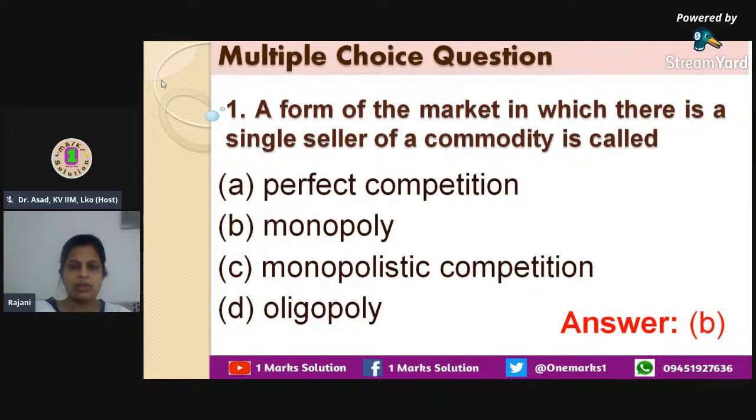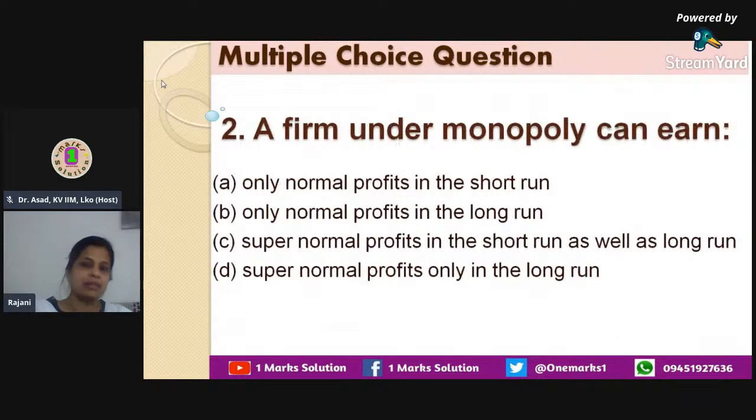Okay, coming to the next question. A firm under monopoly can earn: the options are only normal profits in the short run, only normal profits in the long run, supernormal profits in the short run as well as the long run, or supernormal profits only in the long run. As I already discussed in the production function, the short run means a short period of time, in which the firm does not have enough time to change all the factors of production.